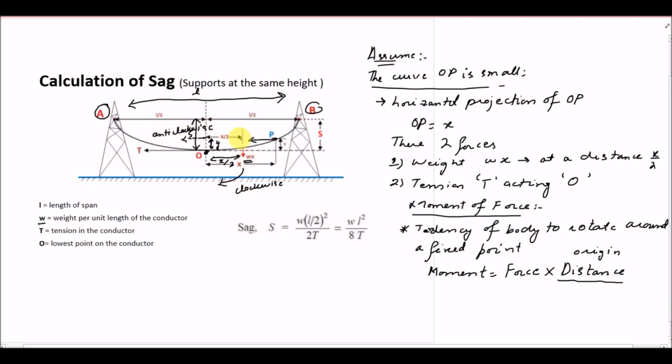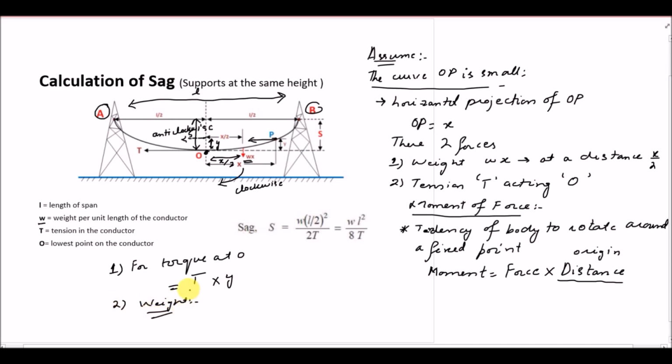Now if we want this whole transmission system to be in equilibrium, we should have this force that is acting anti-clockwise and the other force which is acting clockwise equal. So the first force was tension. For tension at O, we have the value T into what is the vertical distance? Y.